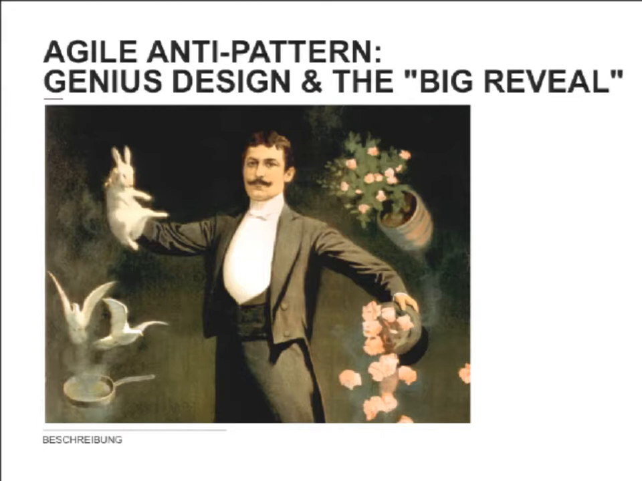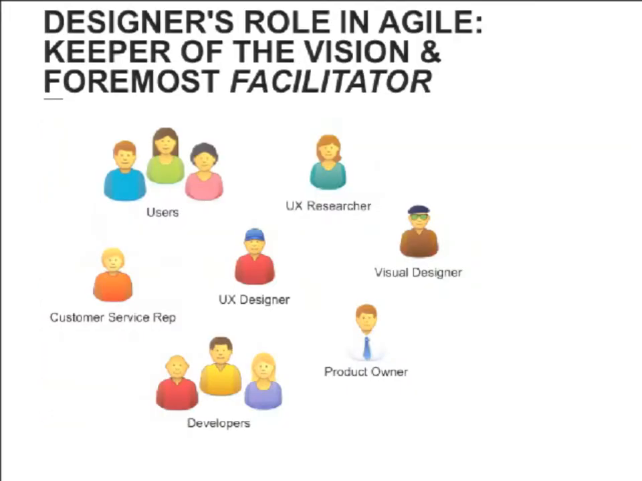And Agile, on the other hand, embraces collaborative design and small iterations, not these sort of big moments of big revelations. In Agile, the designer's role is really quite different. It's more of a keeper of the vision, and foremost, you're a facilitator. So here you see the designer's in the middle, and the designer is really someone who sits in the center of a lot of communication between the people who are actually building the software and the people who the software is for, so the users.